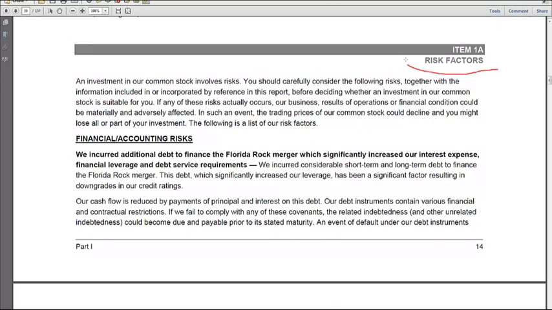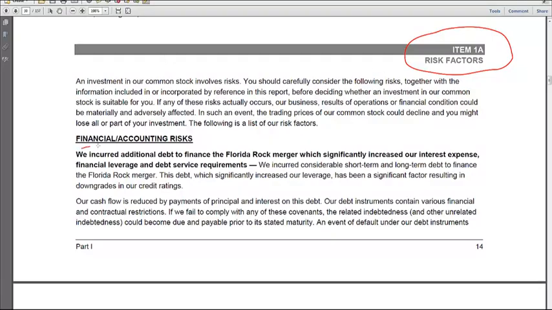So item 1A is risk factors. This is a required disclosure. A lot of this is boilerplate. It's stuff that sort of every company throws in. But you can actually learn a lot about the company's risks and competitive pressures by looking through this section.